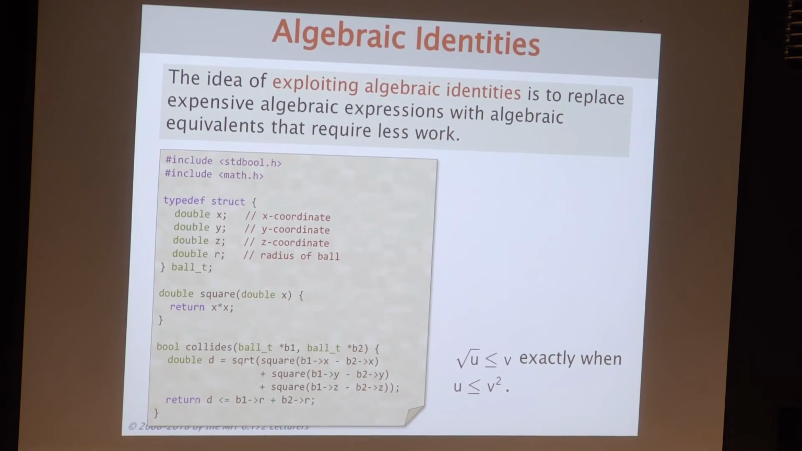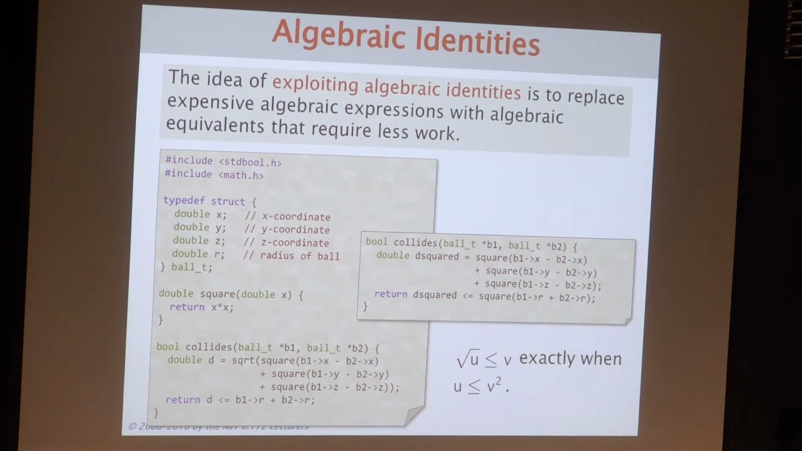So we're going to use the identity that says that the square root of u is less than or equal to v exactly when u is less than or equal to v squared. So we're just going to take the square of both sides. And here's the modified code. So now I don't have this square root anymore on the right-hand side when I compute d squared. But instead, I square the sum of the 2 radii. So this will give you the same answer.